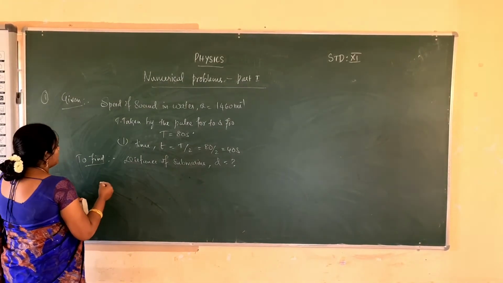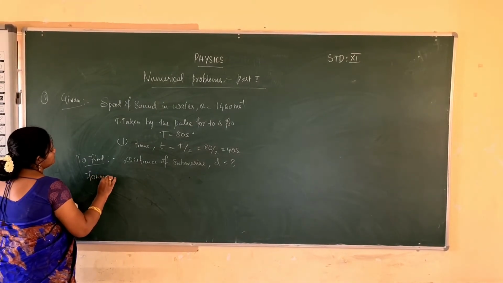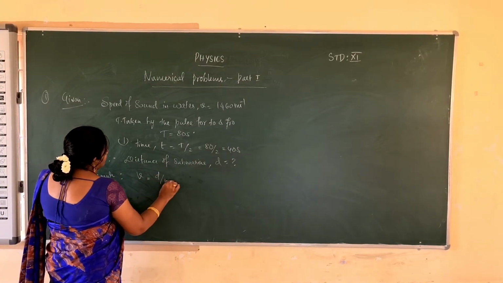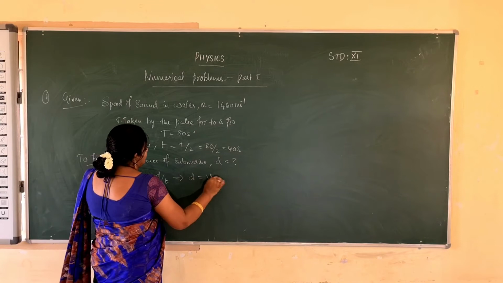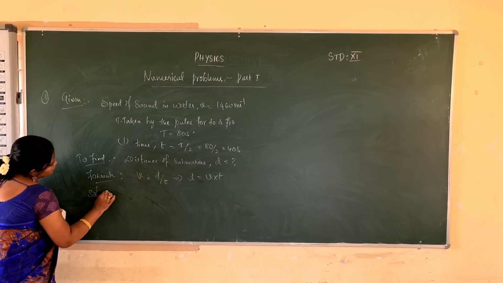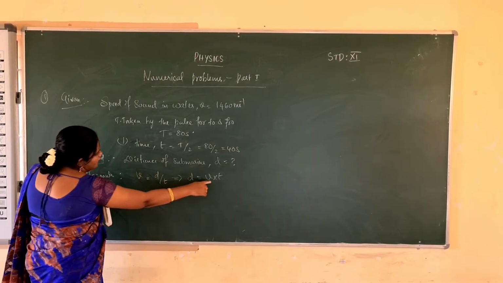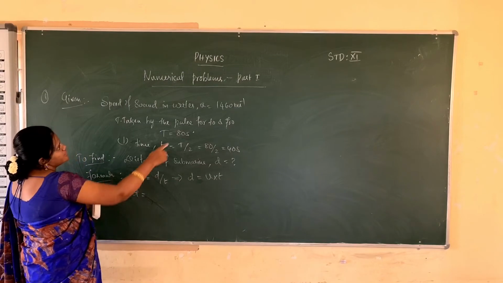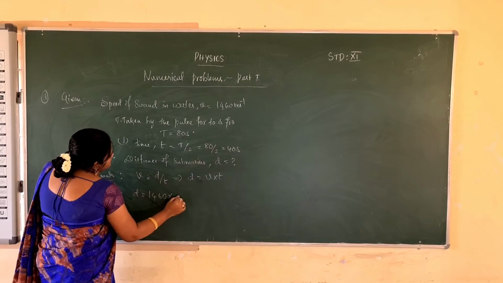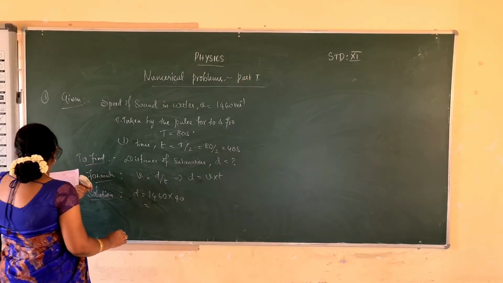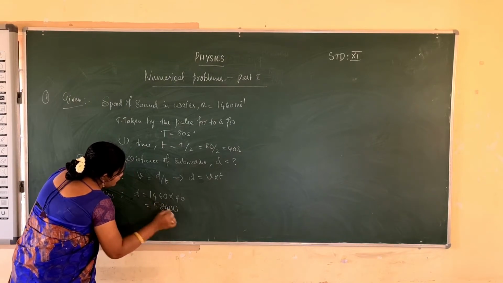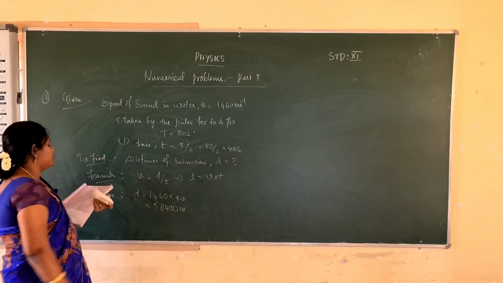Then what's the formula, ma? v is equal to distance by time. But we want distance, so d is equal to v into t, velocity into time. Then solution: substitute the v value and t value. So d is equal to 1460 into the time, that is 40 seconds. Multiplying the two values we get 58,400 meter. Okay, the distance is 58,400 meter.